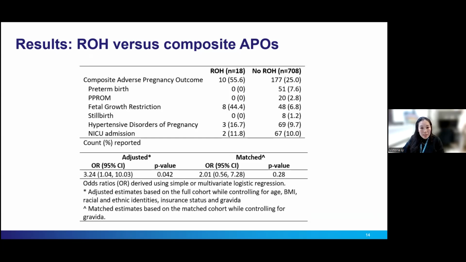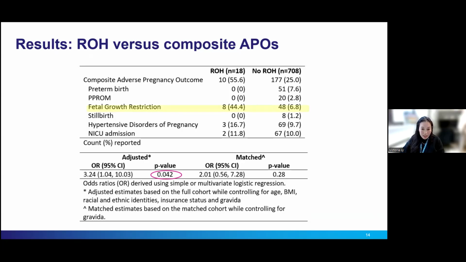Overall, 56% of pregnancies with ROH experience an adverse pregnancy outcome, compared with 25% of pregnancies without. After adjustment for confounders, pregnancies with ROH had 3.2-fold increased odds of APO. However, this finding was not significant in the matched analysis. The individual outcomes contributing to the differences are shown here.